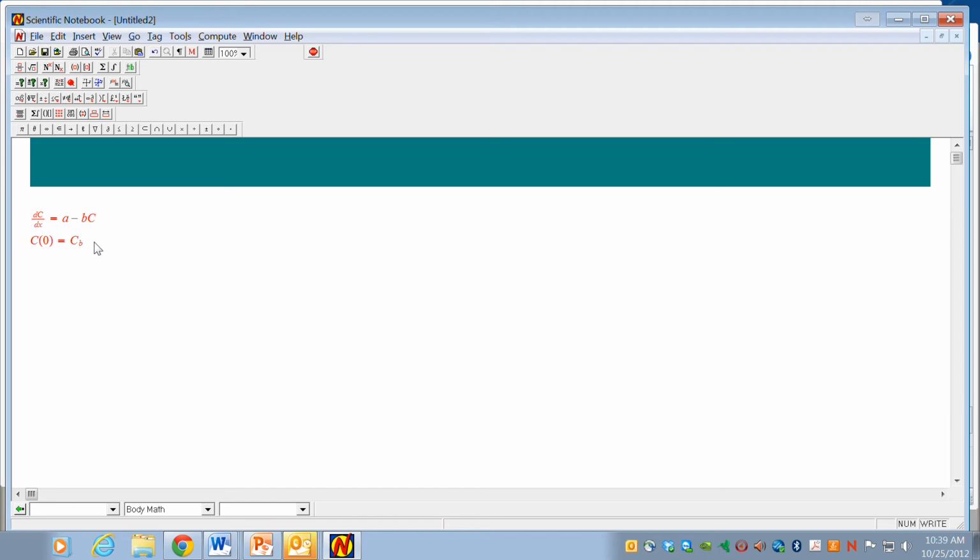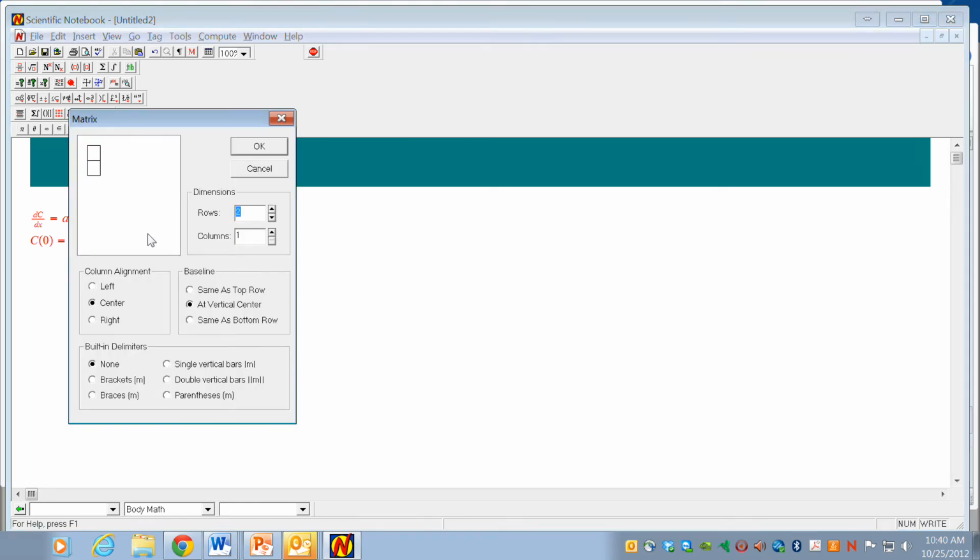What we want to do then is to solve this equation so we can get an equation that gives us concentration distributed along x. And that's possible to do by solving this differential equation with this secondary equation as a boundary condition. So to do this in Scientific Notebook, we have a couple of options.